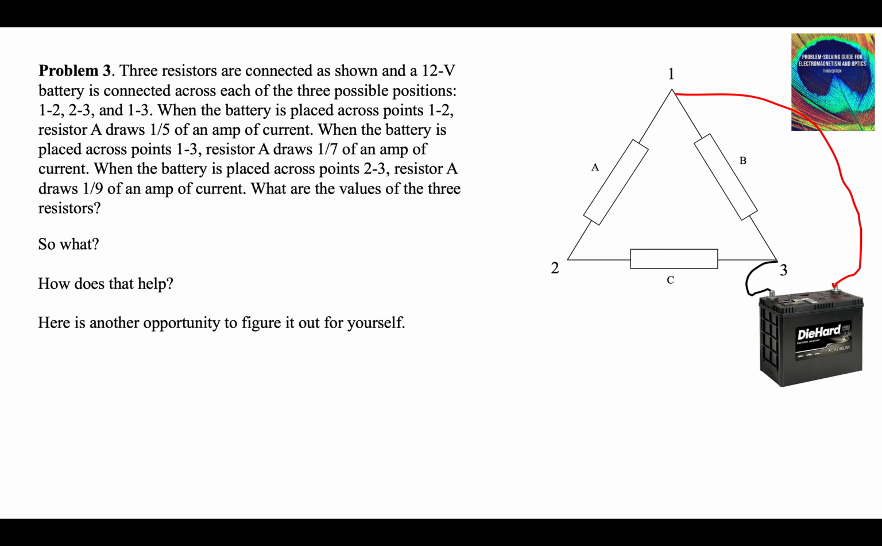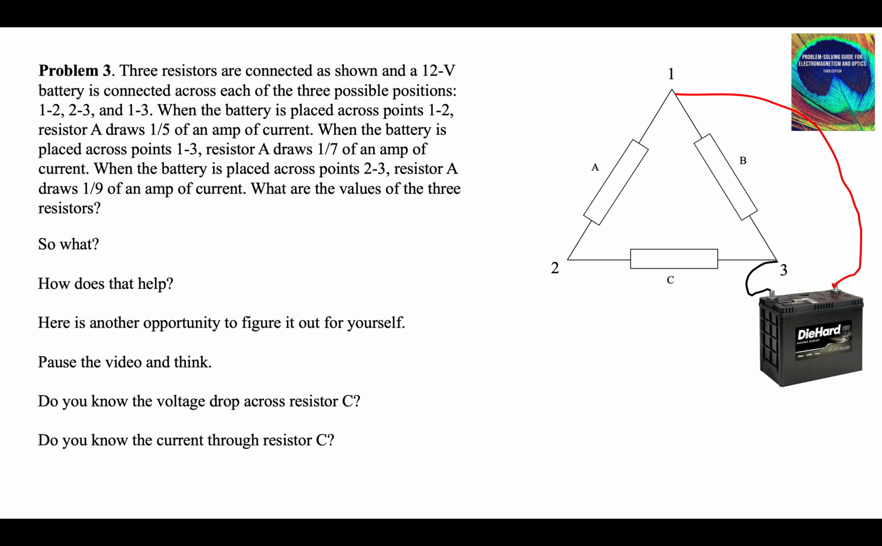We know the voltage drop across A. We know the current through A. So what? Think. What can we do with that? So, do we know the voltage drop across resistor C? Well, we know the voltage drop across the points 1 and 3 is 12 volts, the voltage of the battery. So the voltage drop across resistor A plus the voltage drop across resistor C must be 12 volts. We also know the current through resistor C must be a seventh of an amp because that's the current through A. There's only one pipe here. The current through A has to be the same as the current through C.